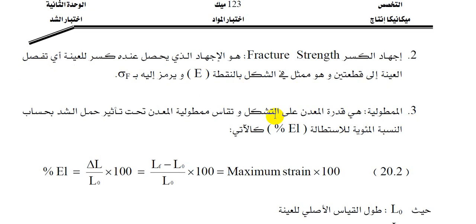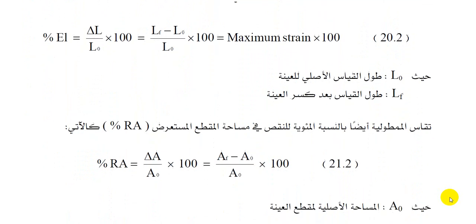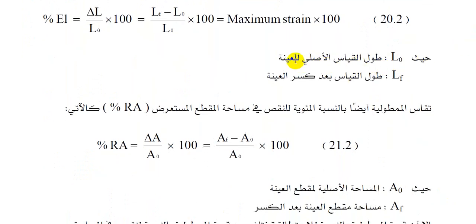3. Ductility is the ability of a material to be formed, and the ductility of metals is measured, under the tensile load, by calculating the elongation ratio, EL percentage, as follows: EL equals delta L over L naught times 100, equals LF minus L naught over L naught times 100, equal to the maximum strain at which the material can go, times 100. This is equation 20.2 of the course, where L naught is the original gauge length of the specimen, and LF is the gauge length of the specimen after the fracture.